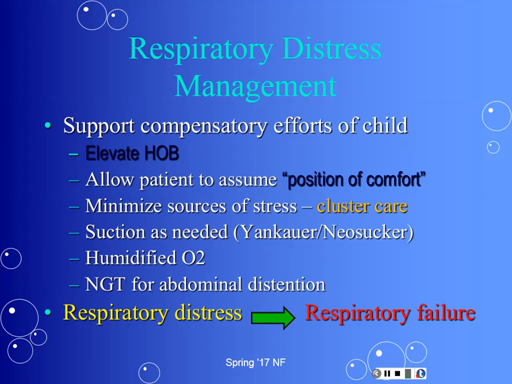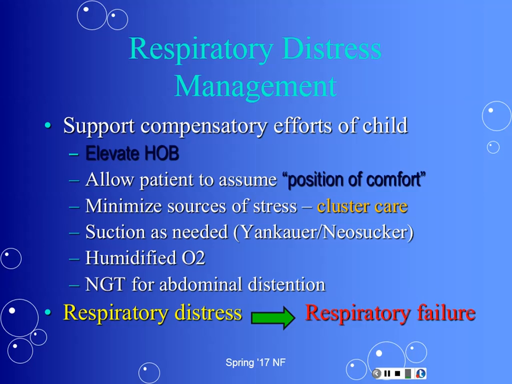Whatever sources of stress, you want to minimize them. If we're talking about young kids and they don't know us, we're going to try to minimize and cluster our care, so we're not going in every 5 minutes and causing them to get all worked up and upset. They need the rest. And then we're going to suction as needed. You can either use a Yonker, which is going to be harder, versus a neosucker. I don't have one with me right now, but it's very soft and pliable and bendable, soft rubber, and you can suck their nose and mouth out with that.